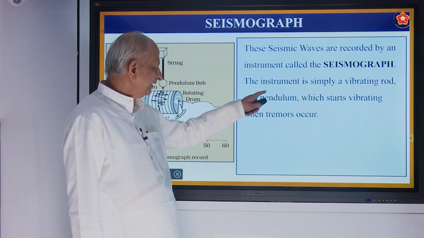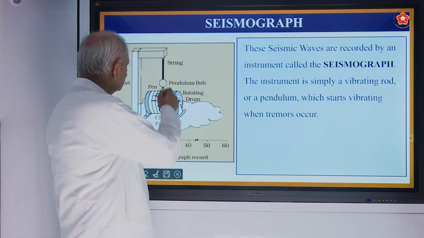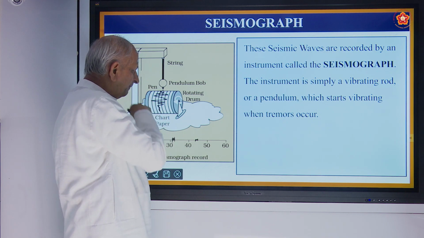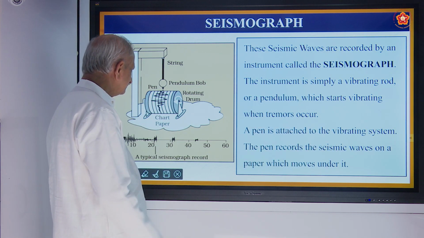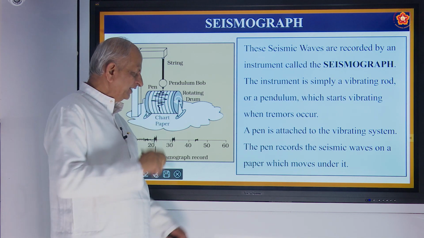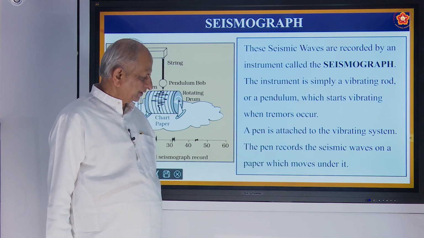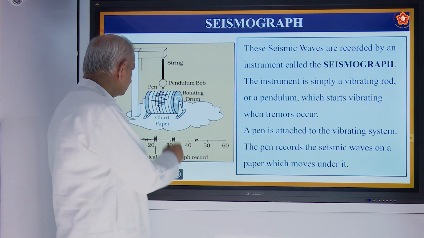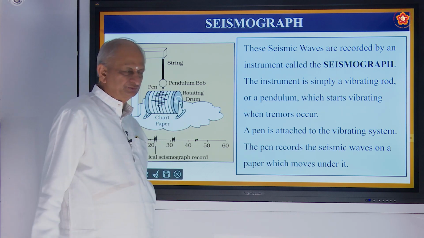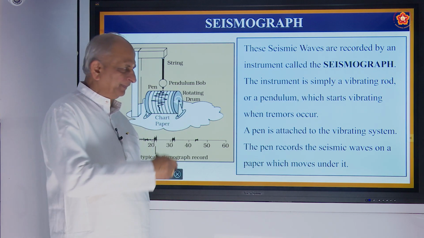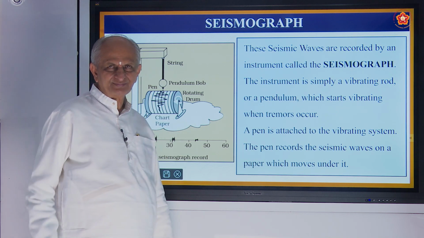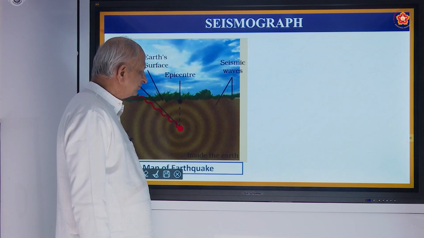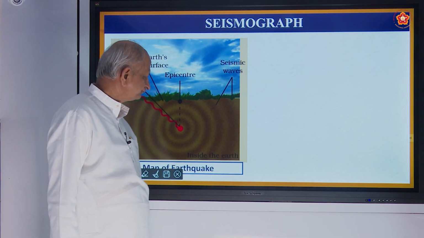The instrument is simply a vibrating rod. So this is a vibrating rod or a pendulum which starts vibrating when tremors occur. A pen is attached to the vibrating system. The pen records the seismic waves on a paper which moves under it. So this is a paper. On the paper, it goes on recording the ups and downs, and by that they will make out whether there will be an earthquake or not.